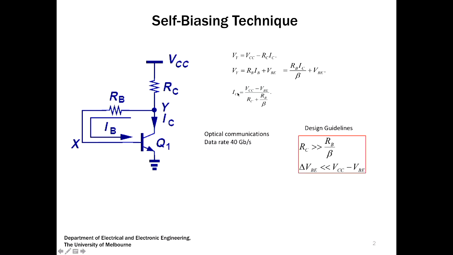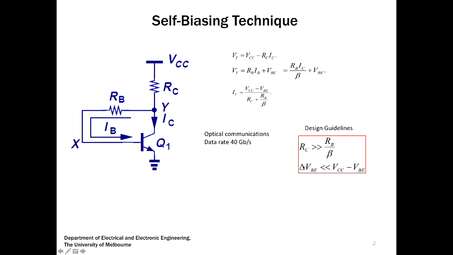If you look at this equation, you have to think carefully. It has a beta dependence. You know what I meant? See, your IC, you got beta here. But then we can get rid of this beta fluctuation. If you put RC much greater than RB by beta, then this term will go. Then your IC equals VCC minus VB by RC.